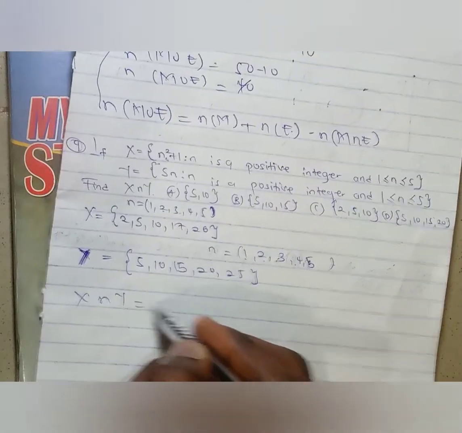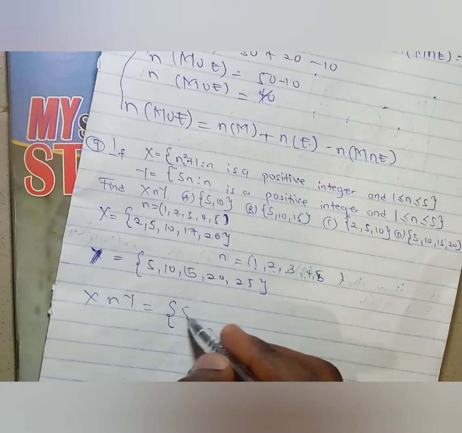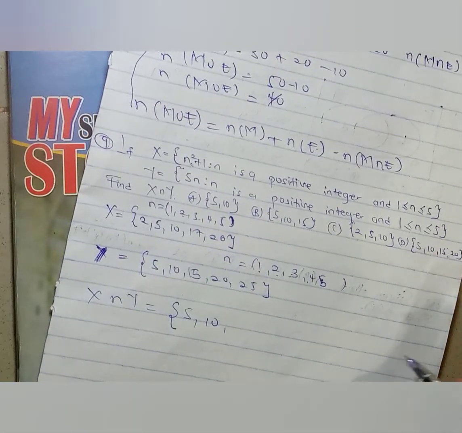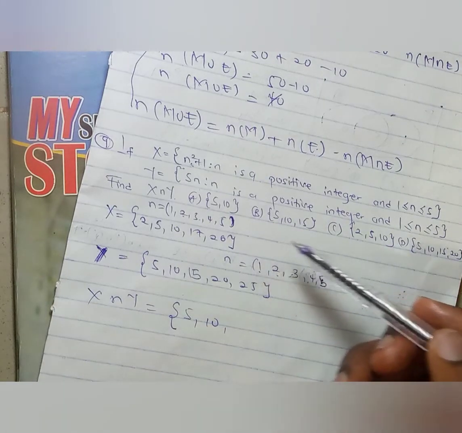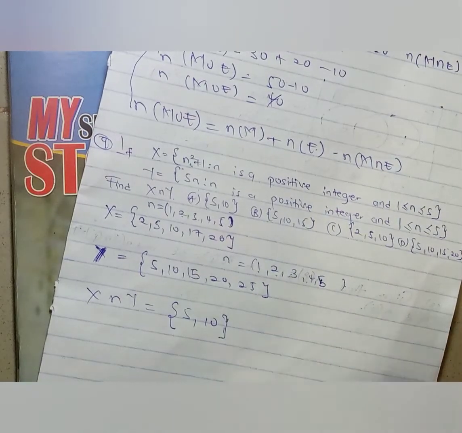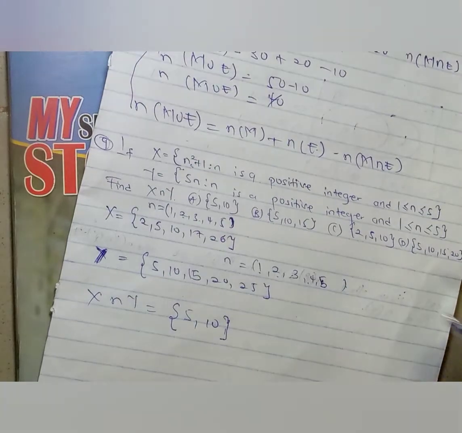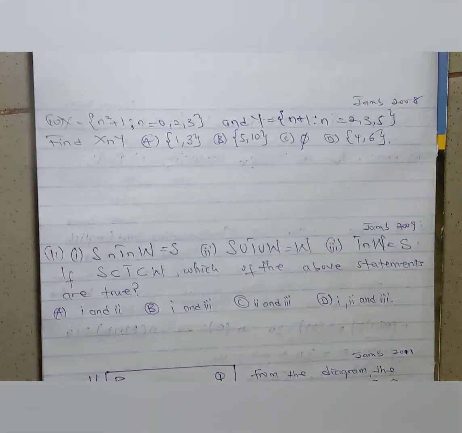We are asked to find the similarity between x and y. We can see that 5 is common here, as well as 10. So 5 and 10, right? This is 26. So 5 and 10 is the correct option. So question number 10.